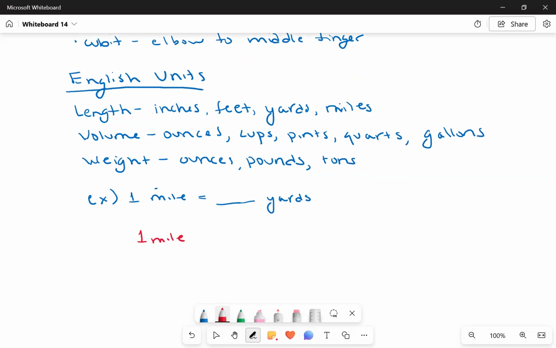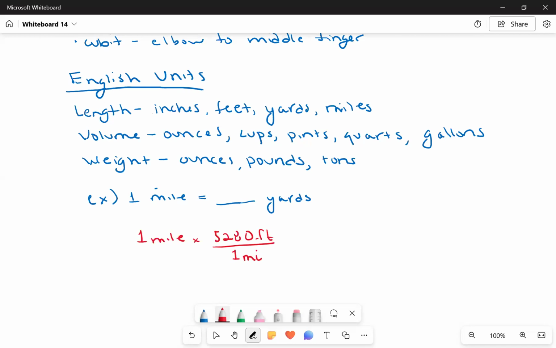And since I want to convert it into yards, I'm going to grab the table and look at it and say, okay, how many yards are in a mile? Okay, and I notice it doesn't give me that. What it does give me is how many feet are in a mile. So I have 5,280 feet in 1 mile.